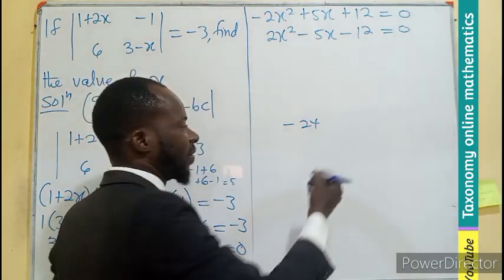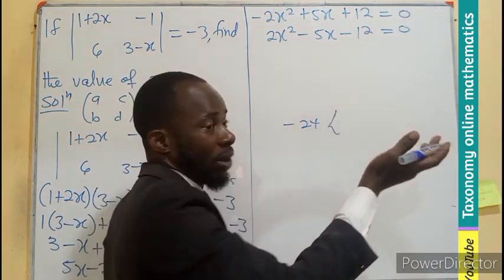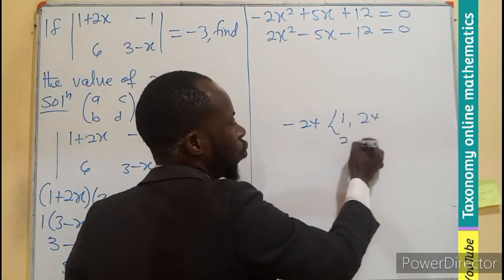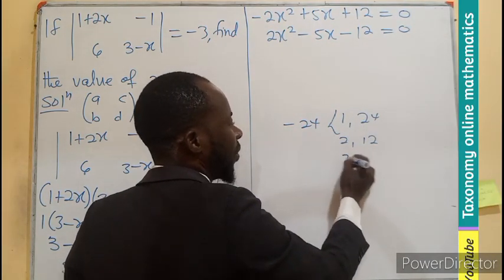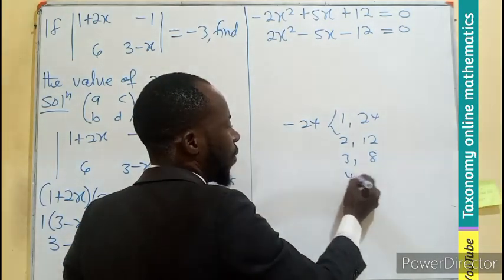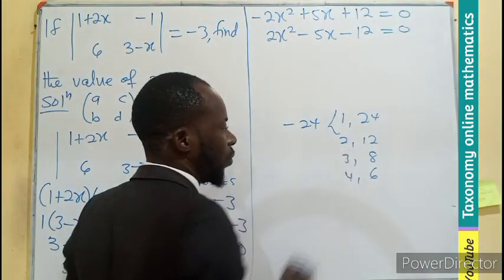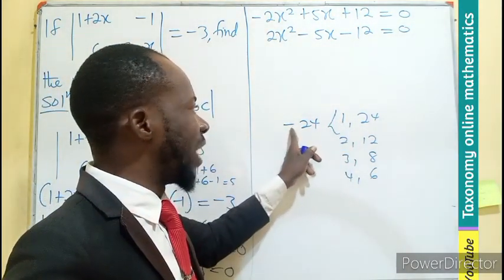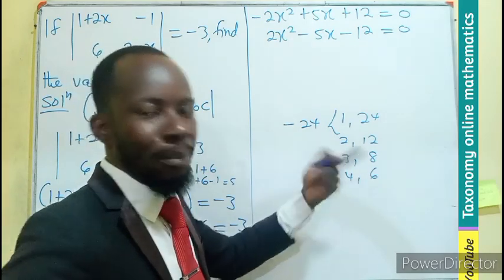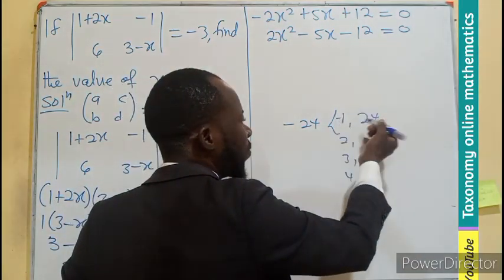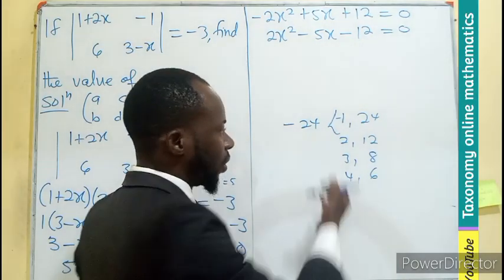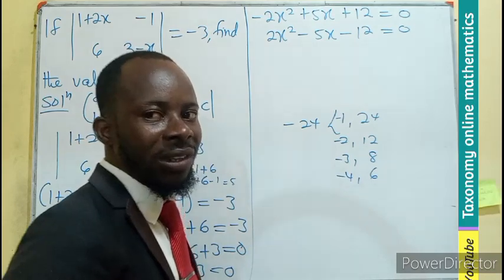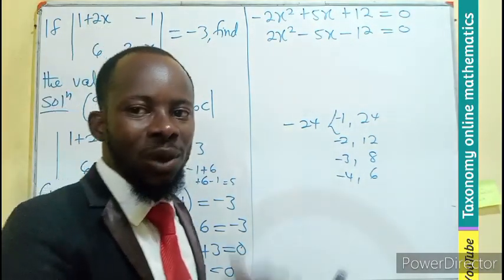So we know the factors, let's begin with the positive factors. 1 and 24, we have 2 and 12, we have 3 and 8, 4 and 6. I believe those are the pairs of factors we are going to have. If we are going to get a negative, it means one of the factors must be negative. So either 1 is negative or 24 is negative, either 2 or 12, 3 or 8, 4 or 6.